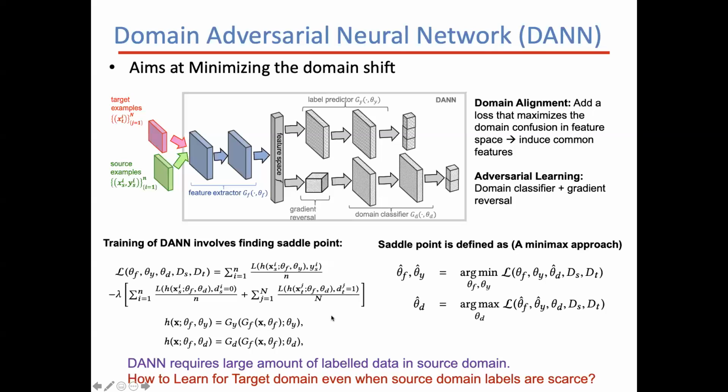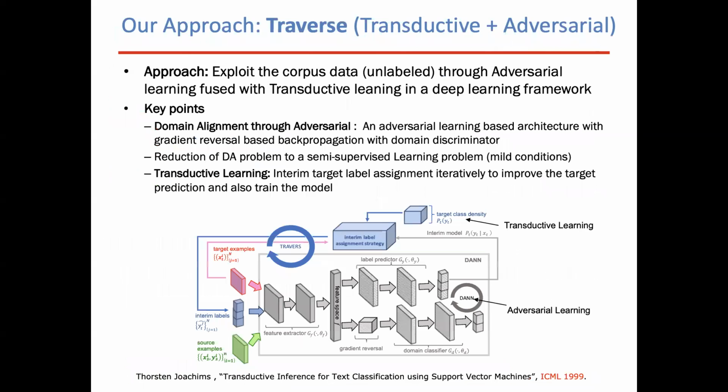But yet, DANN requires a large amount of labeled data in the source domain. The question here is: how do we even learn when target domain data is also scarce, and the source domain data is also scarce?